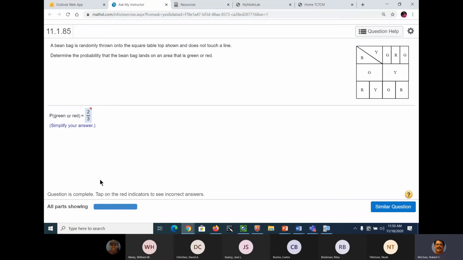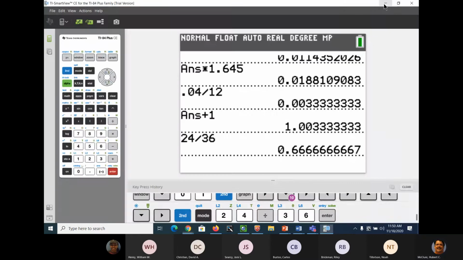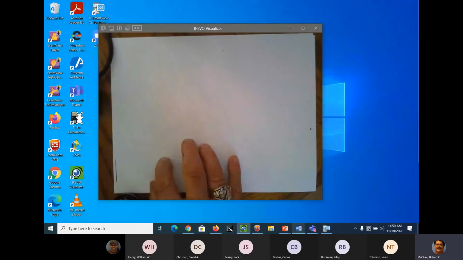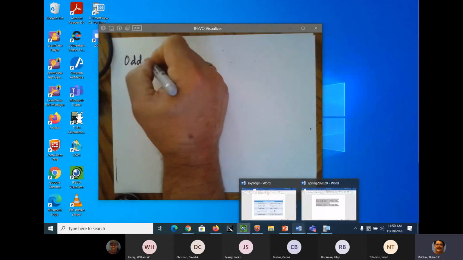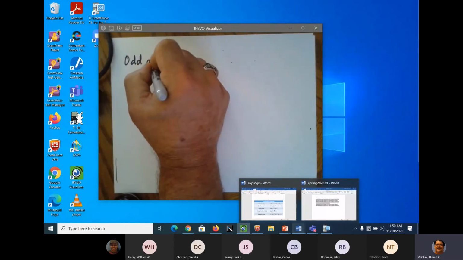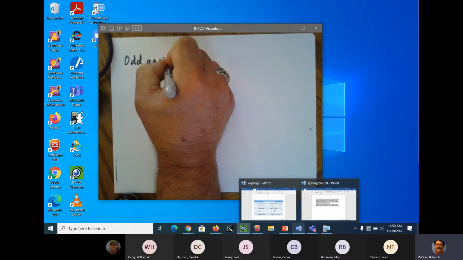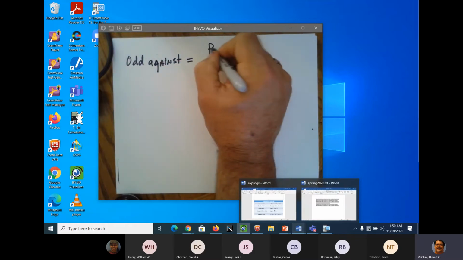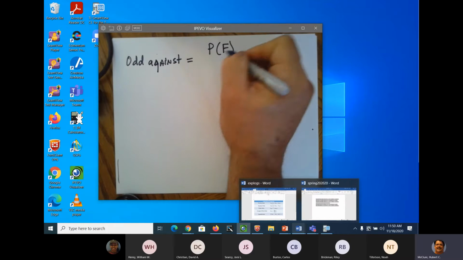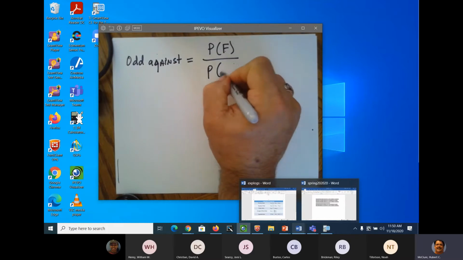Now, as I talked to you the other day, I told you the odds against, and that's the only one we really care about, because that's what the gamblers want. Odds against is equal to the probability of failure over the probability of success.